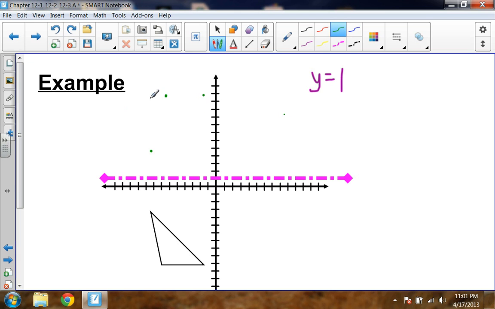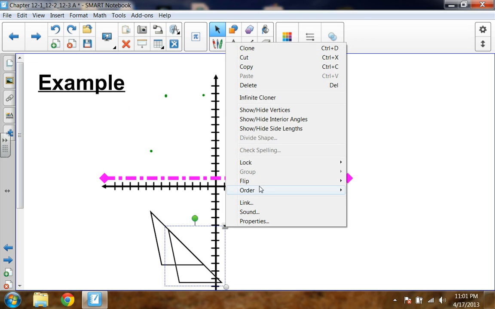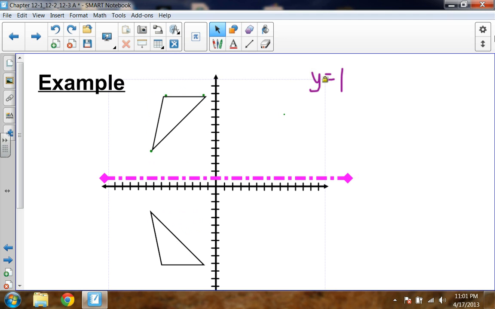You would end up connecting these dots and drawing them. I'm just going to go ahead and save time and clone it. Flip it. And technically translate it. Okay? So there are my 3 points. I don't know if that's exact, whatever. So there are my 3 points, right? So that was a reflection across y equals 1.